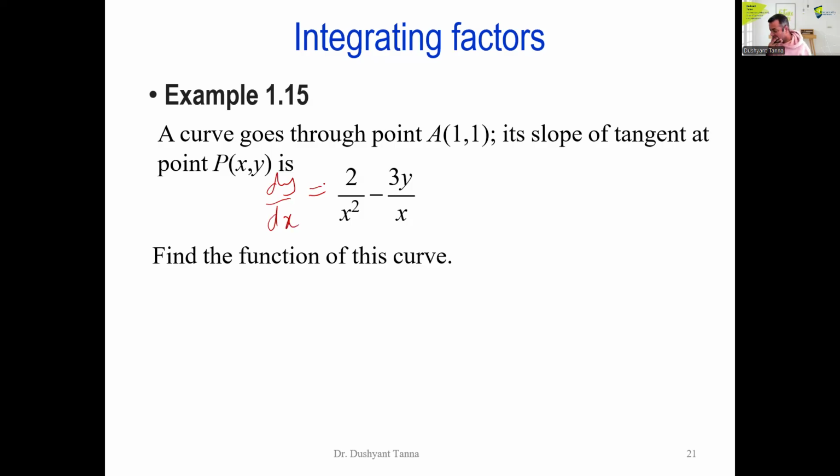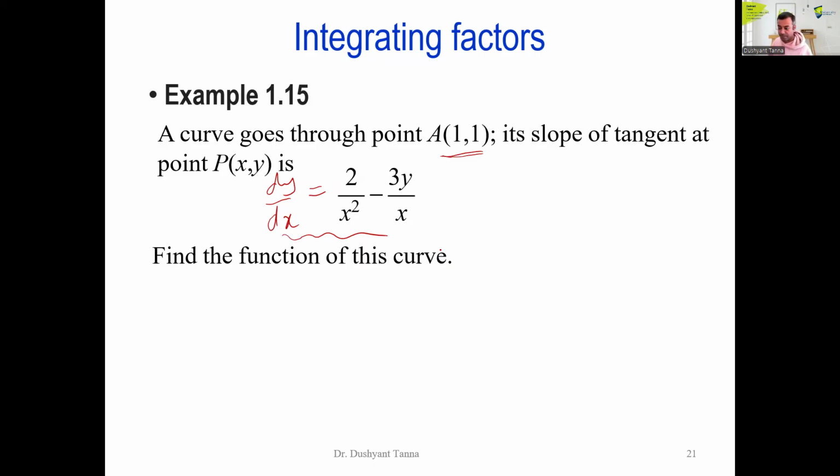Now, (1, 1) means when x is 1, y is 1. That is to find the particular solution towards the end, to get rid of the constant and all that unknown. So find the function of this curve. That means you are finding y in terms of x, which means solving a differential equation. You got a differential equation, and a point for the final particular solution. What you are doing is finding the function of this curve.